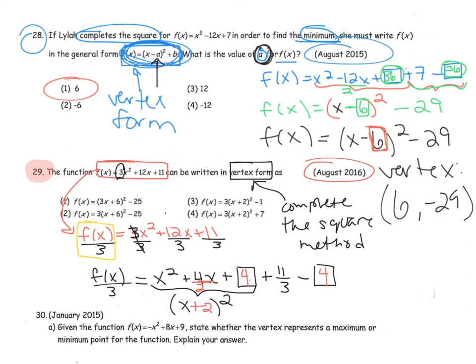Okay? And now, you guys have calculators. What's 11 thirds minus 4? You should be using that alpha y equals button. So 11 thirds minus 4 is negative 1/3. So I'll write that here. This is minus 1/3. And this all equals that f of x over 3.